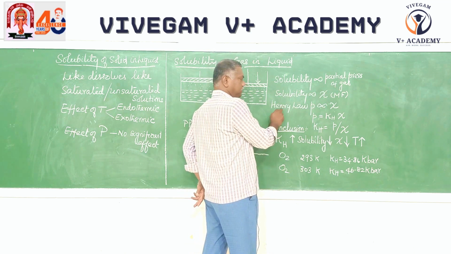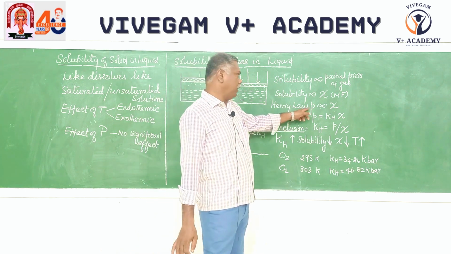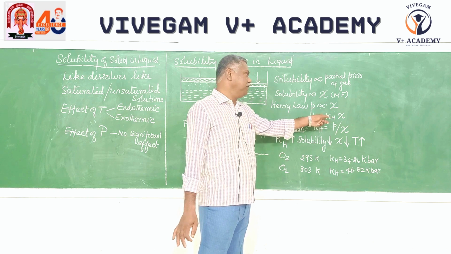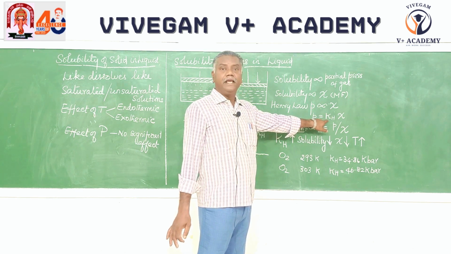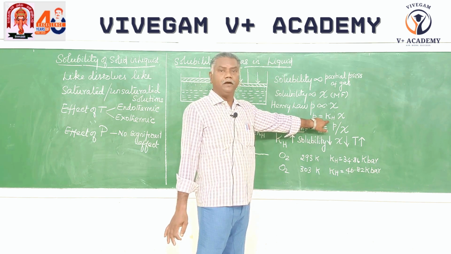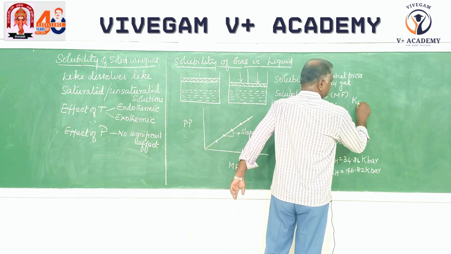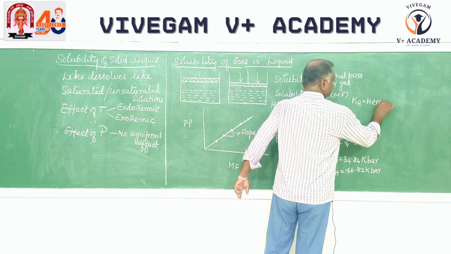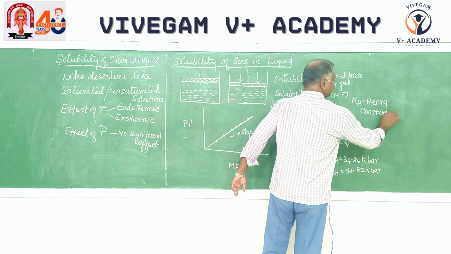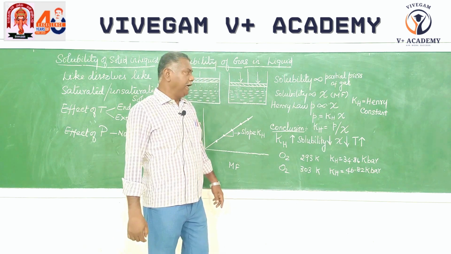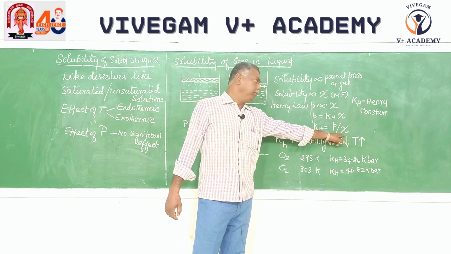This is given by Henry's law. Henry is the name of the scientist. So partial pressure is directly proportional to mole fraction, which means to remove this proportional symbol, we are putting one constant kH. This kH is nothing but Henry's constant, and kH is equal to partial pressure divided by mole fraction.